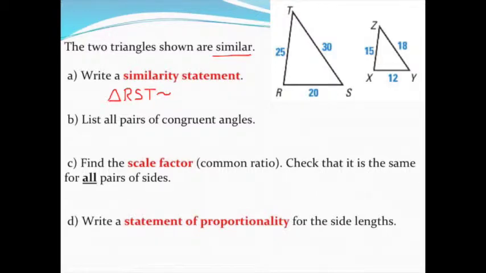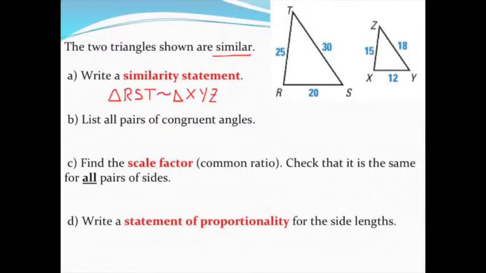So we're going to say triangle RST is similar to triangle. And now this second one does need to match up. I can see that angle R matches up to X, and then if I continue my way around the triangle, that continues to Y and Z. So there's my similarity statement, almost identical to writing a congruency statement.